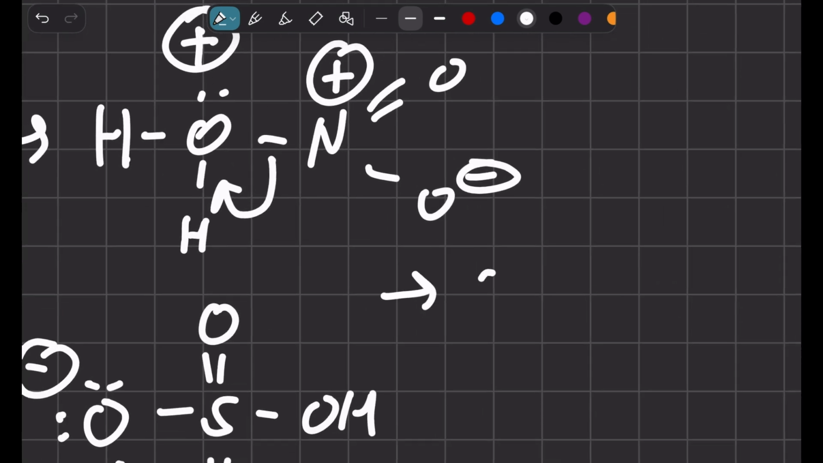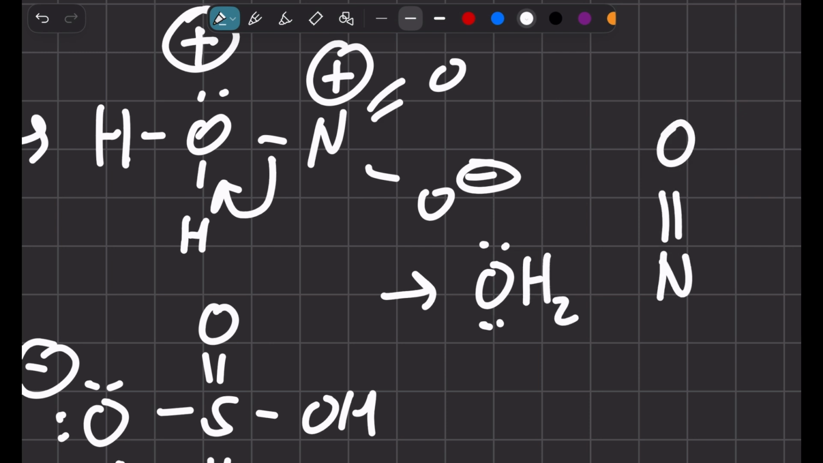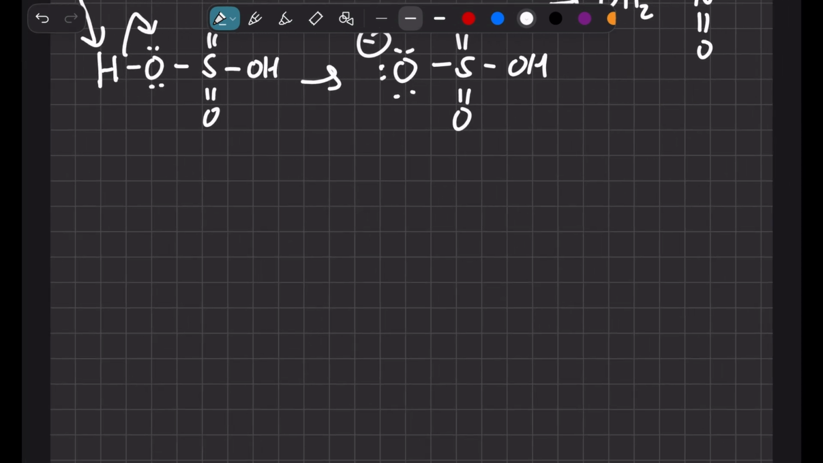We're going to have H2O. And then our main electrophile, which is going to be the nitrogen double bonded to an oxygen, double bonded to another oxygen, and it's going to have a formal positive charge. So now let's draw our benzene.